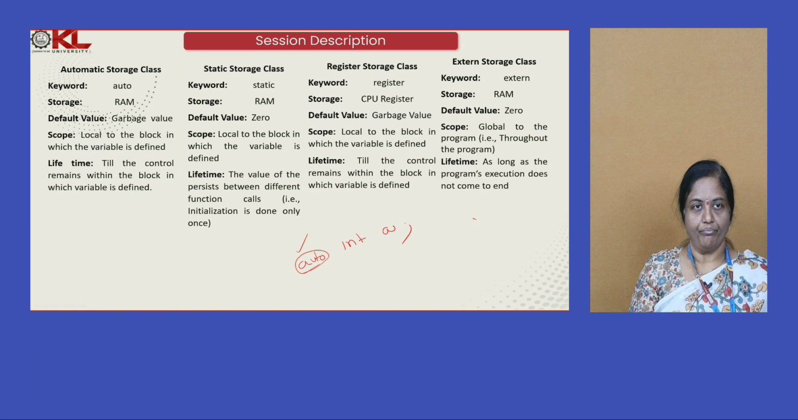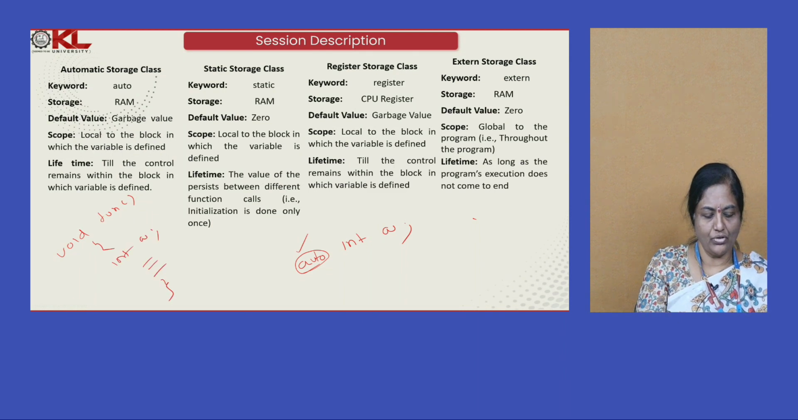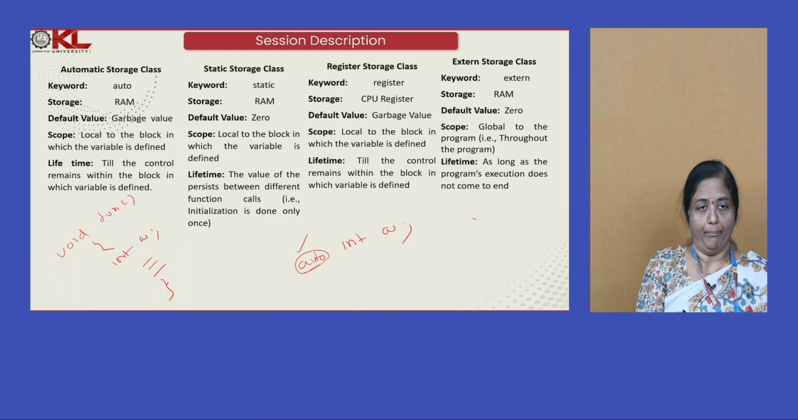Make sense? Yes. Then what is the meaning of this automatic variable? What happens whenever I write auto, or by default it is auto? Whenever you declare a variable, suppose I write a void function, and inside this function I declare a and work on it, and I have several more functions in my program.